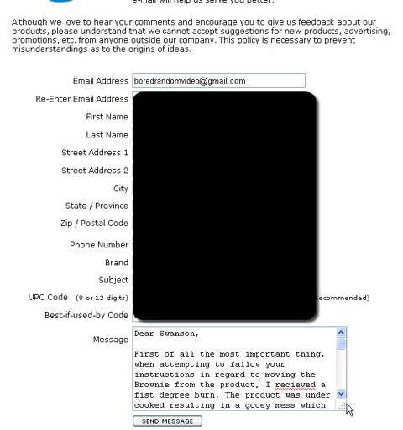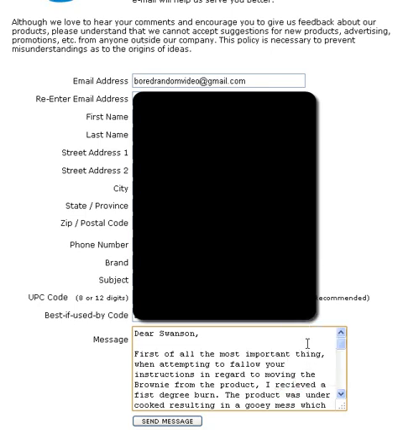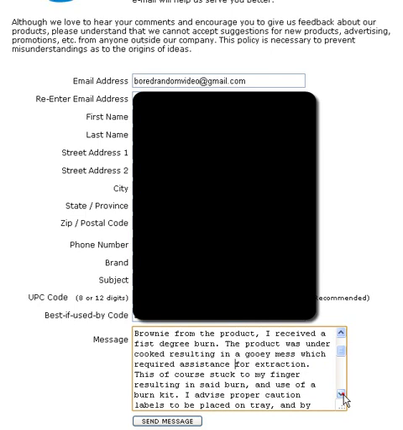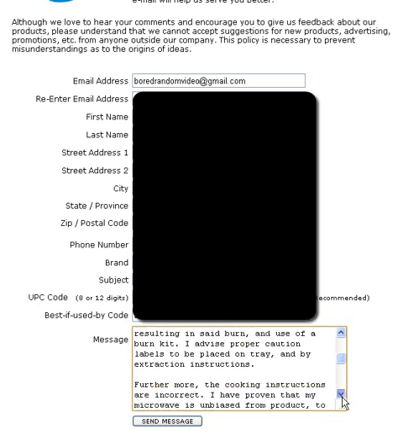Message. Dear Swanson, first of all, the most important thing: when attempting to follow your instructions in regard to removing the brownie from the product, I received a first degree burn. The product was undercooked, resulting in a gooey mess which required assistance for extraction. This, of course, stuck to my finger, resulting in said burn and use of a burn kit. I advise proper caution labels to be placed on the tray and by extraction instructions.